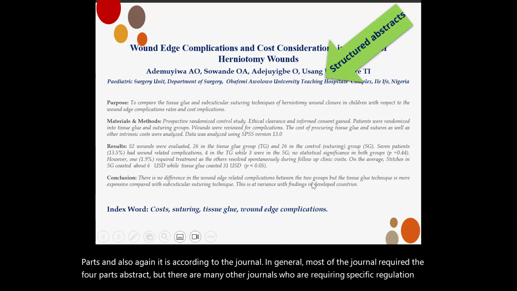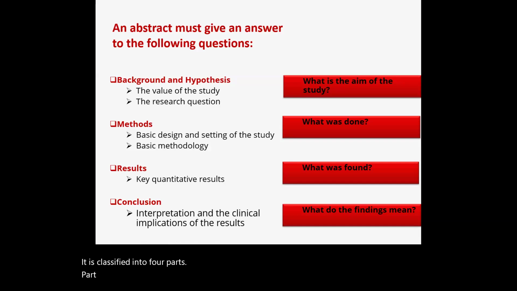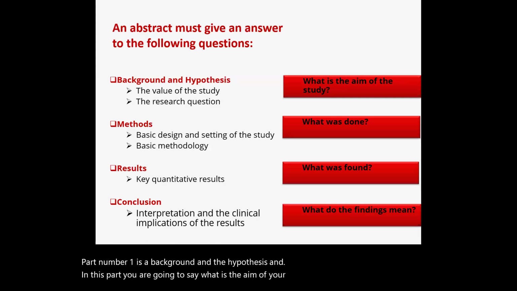So this is the most common type. This is the structured abstract. It is classified into 4 parts. Part number 1 is the background and the hypothesis. And in this part, you are going to say what is the aim of your study. And in this part, you have to highlight the research question.